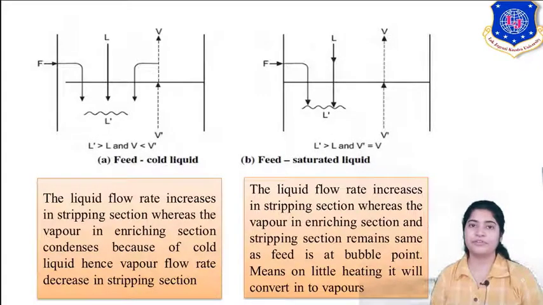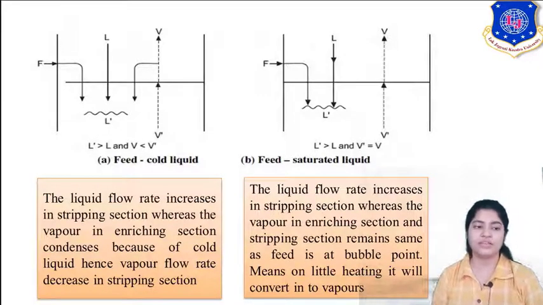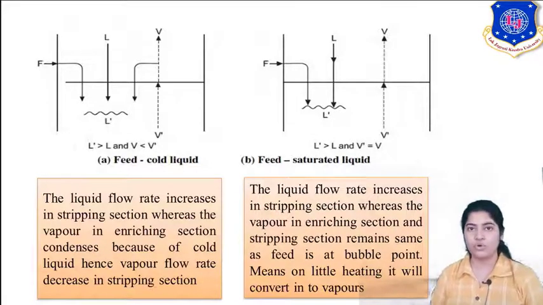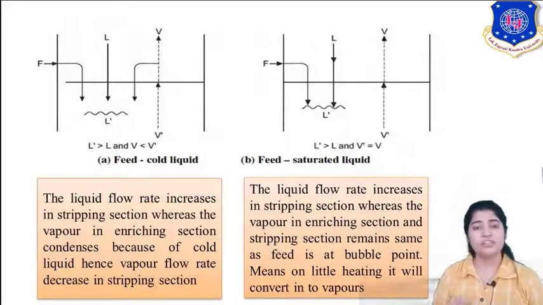So the first type of feed is your cold liquid. Here you can see that on your plate you are introducing your feed. It is cold, which means it is coming in the form of liquid only. Now as it is cold, the vapors which are rising from the stripping section, because the feed is cold, some part of vapors might be condensed back. It means the liquid flow rate now in the stripping section is very high, because already from the top your liquid is coming. Your feed is also cold liquid. Because of cold liquid, part of vapor is again condensed.